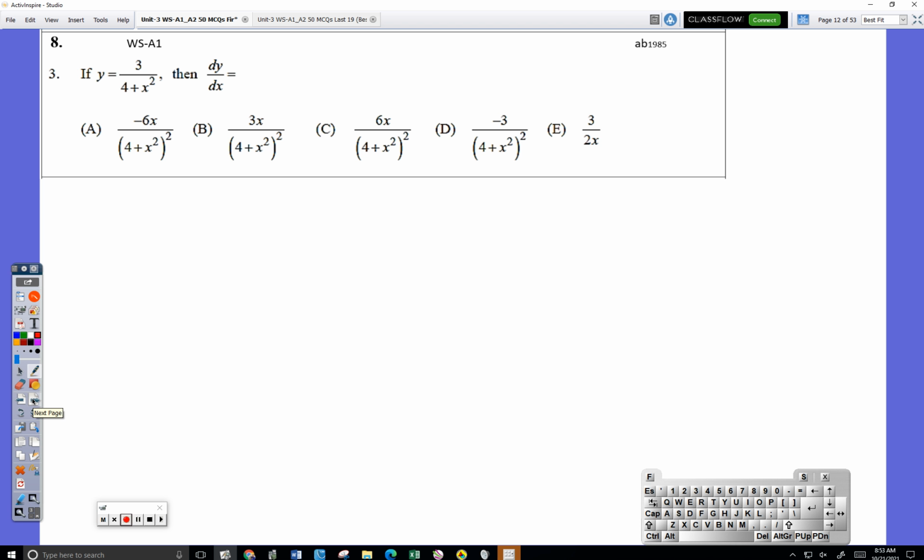Go. And these are all in your packet. You can either look at the board, look at the packet, whichever's easier.